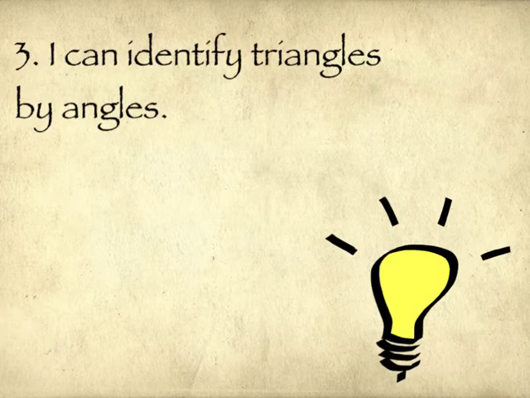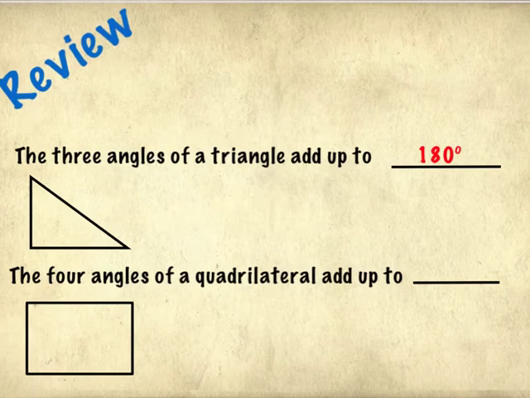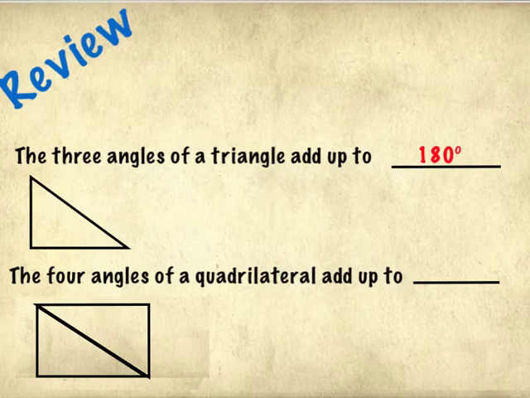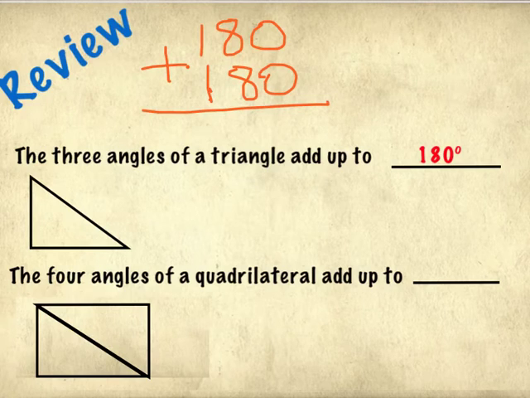And our last goal for today is to identify triangles by angles. So quickly a review. The 3 angles of a triangle add up to what? And of course the answer is 180 degrees. The 4 angles of a quadrilateral add up to what? Well, you can see that what I've done here is I've made my quadrilateral into 2 triangles. 2 triangles together make a quadrilateral. So if the angles of a triangle are 180 and 2 triangles make a quadrilateral, then the quadrilateral's angles are always going to add up to 360 degrees.